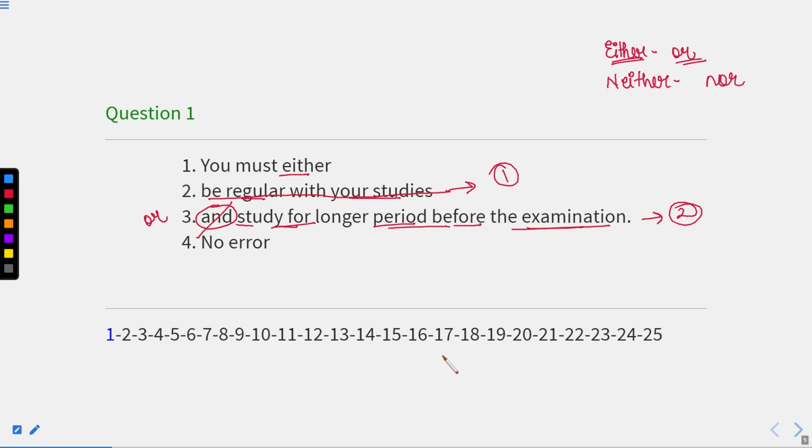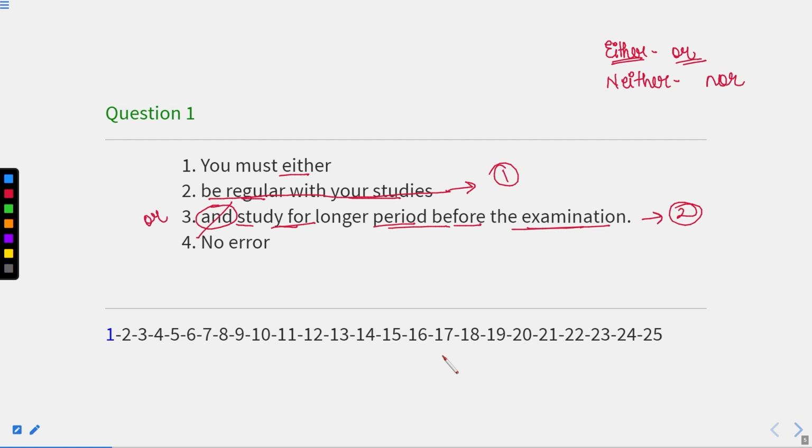So either or, the only two type of errors come from this part. First of all, the pair of the conjunction, that is, either can be only paired with the word or, not anything else or not anyone else. Moreover, the position of either or matters in a sentence.